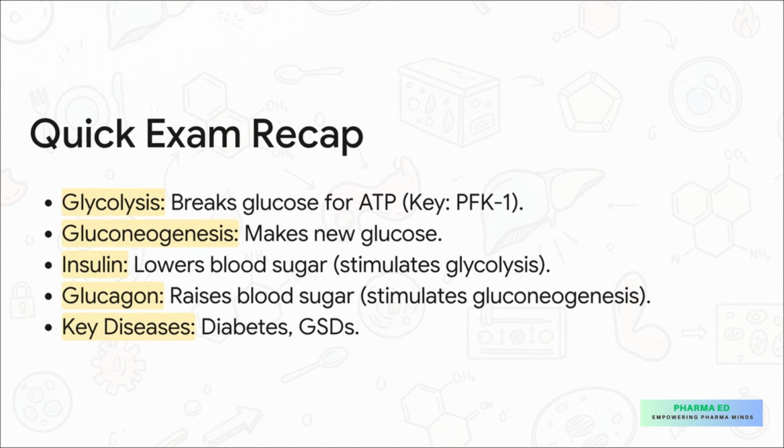All right, so for a quick exam recap, these are the absolute must-know points from today. Ready? Glycolysis breaks down glucose. Key enzyme is PFK1. Gluconeogenesis makes new glucose. Insulin is for the fed state, it lowers blood sugar. Glucagon is for the fasting state, it raises blood sugar. And remember the key diseases like diabetes and the GSDs. This is your high-yield summary right here.